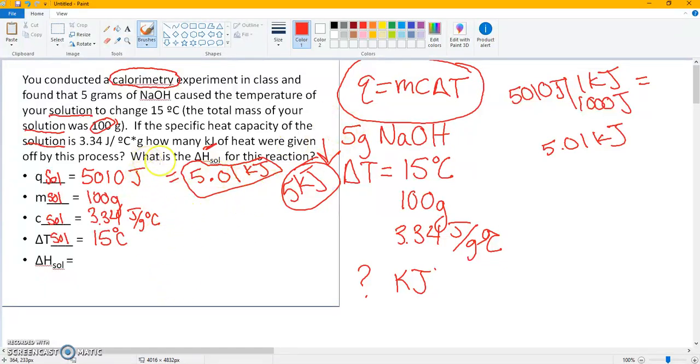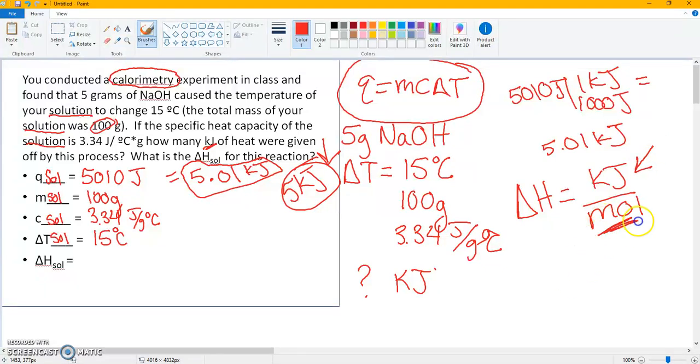Now, the second part asks, what is the heat, or the delta H, of my solution? Now, the thing about delta H is that's the heat content of a system, and it always has the same units. Delta H is always written with kilojoules per mole. So delta H's units become my equation that I need to know. I just found out that 5 kilojoules of energy was released when sodium hydroxide was dropped into water to create a solution. So I know that 5 kilojoules goes on top.